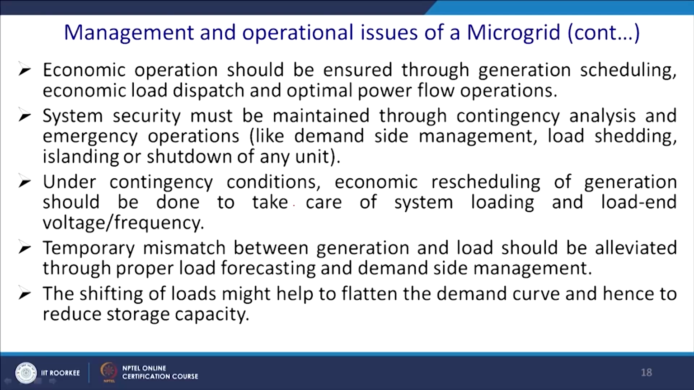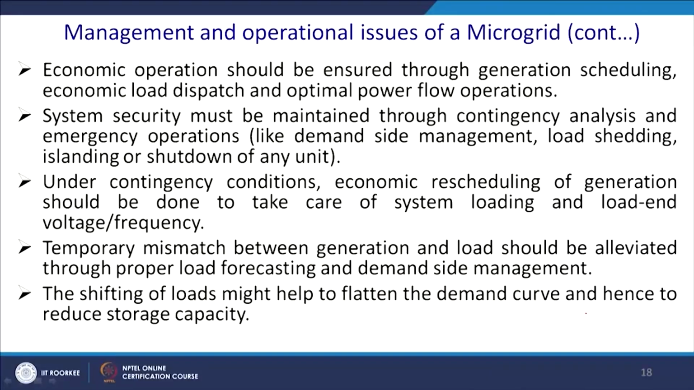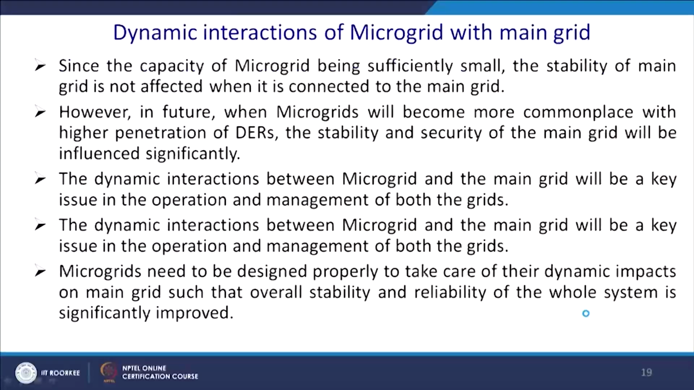Under contingency condition, economic scheduling of generation should be done to take care of the system loading and the voltage and frequency regulation. Temporary mismatch between generation and the load may be alleviated by proper load forecasting and demand side management. The shifting of the load might help to flatten the demand curve and hence reduce the storage capacity. So, for this reason, consider the dynamic interaction of the microgrid with the main grid. This is one of the important aspects of it, please put attention to it.